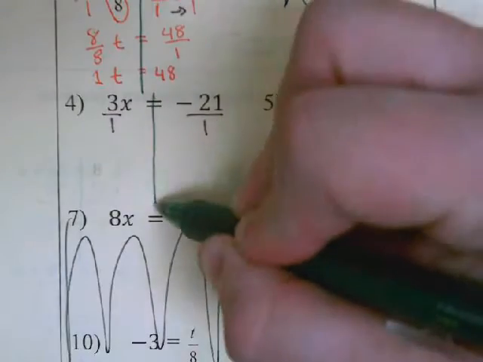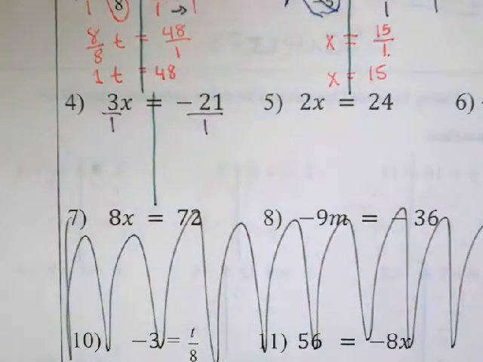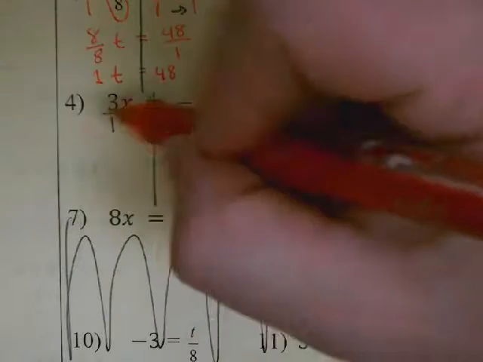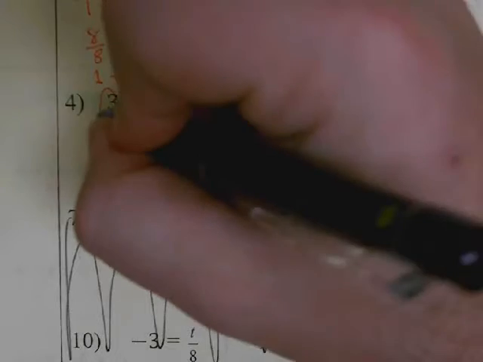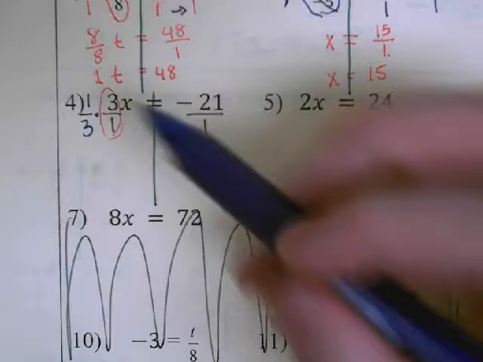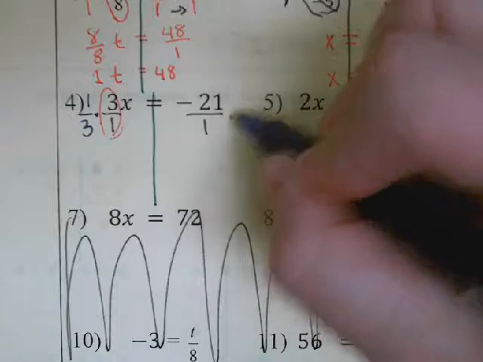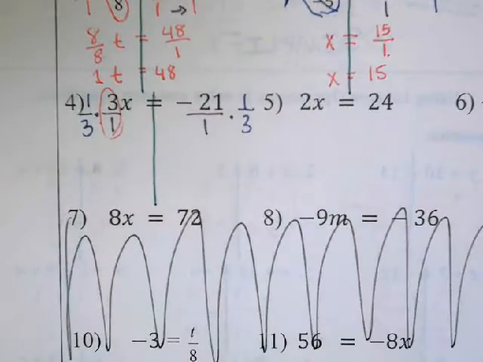So we'll draw our line down the middle. So if I have 3 over 1 next to x, that means I'm going to multiply by 1 over 3. I'm going to flip that 3 over 1. And then I'm going to multiply the right-hand side by the same exact thing.